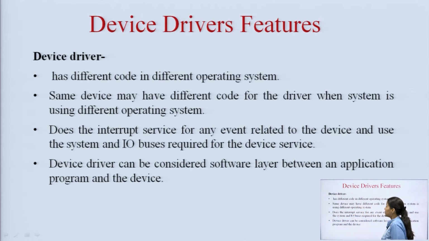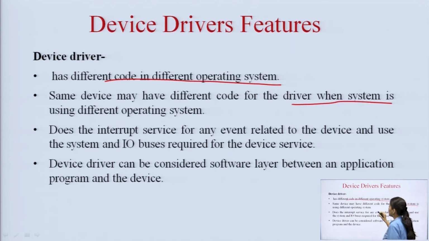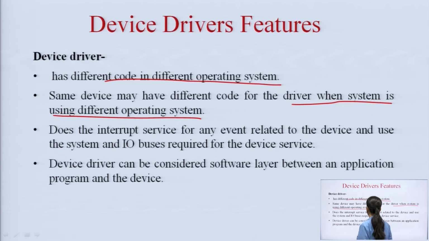The various device driver features are, it has different code in different operating systems. So, when we are using different operating systems, we need to make changes to the code which are compatible with that particular operating system. The same device may have different code for the driver when the system is using a different operating system. So, when the operating system changes, the coding may also change. We need to know if the coding that we have done is compatible with a particular operating system or not, otherwise we have to make changes to the code.